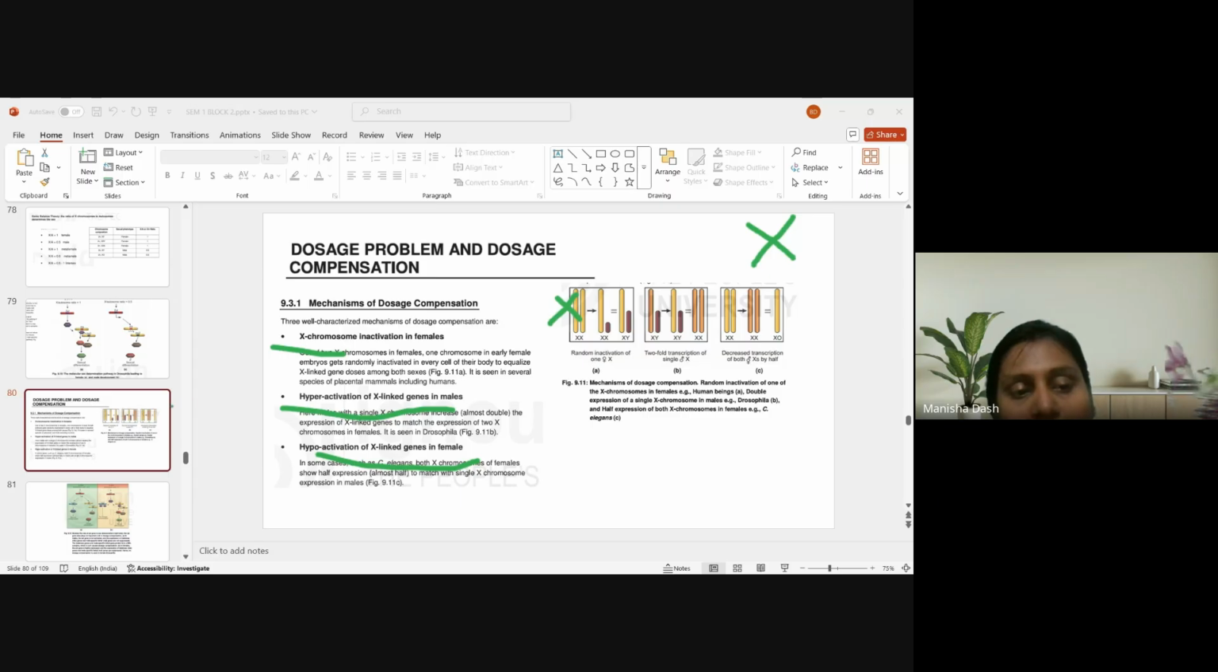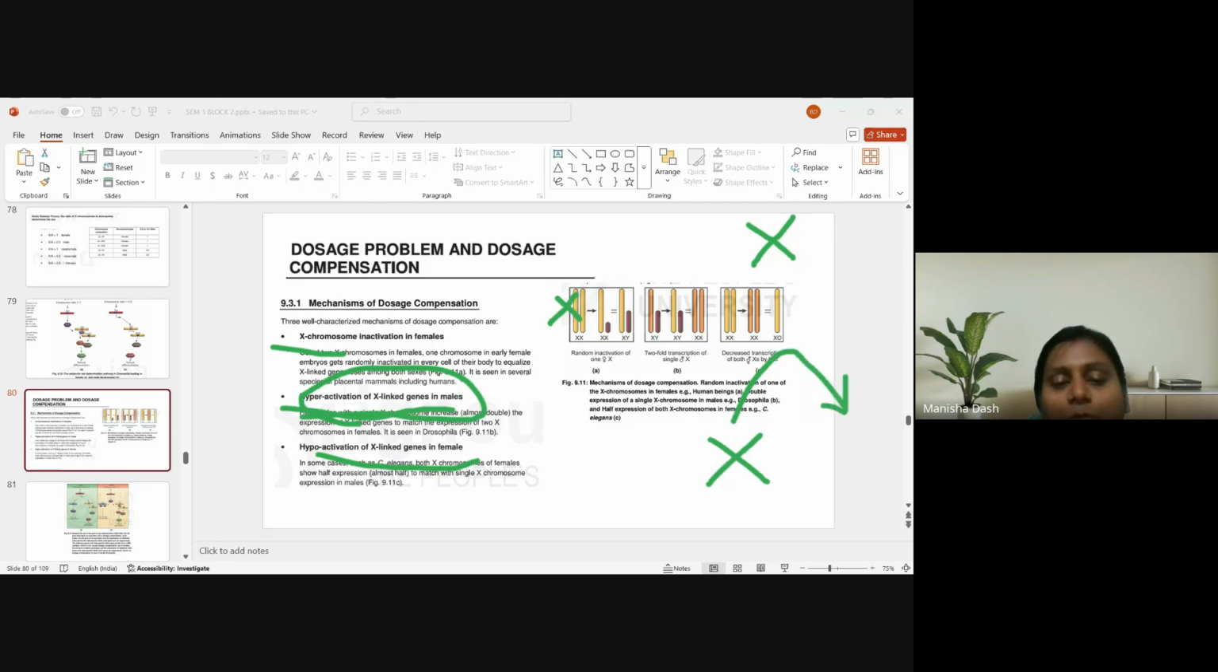Now, hyperactivation of the X-linked genes in males means that since males have only one copy of the X chromosome, whatever genes are present on the X chromosome of the male should be transcribed at twice the rate in comparison to a female. So again, if there are 100 copies of mRNA in the female, the male can produce 200 copies. So this is what is called hyperactivation.